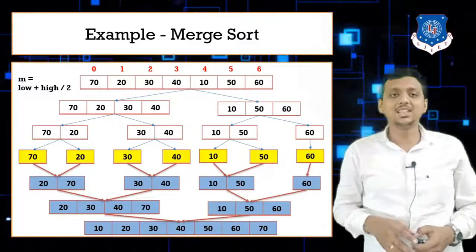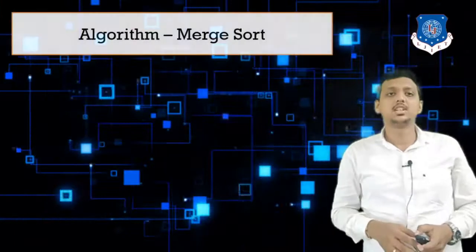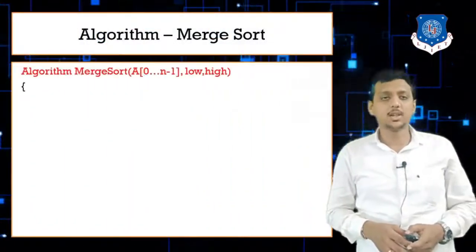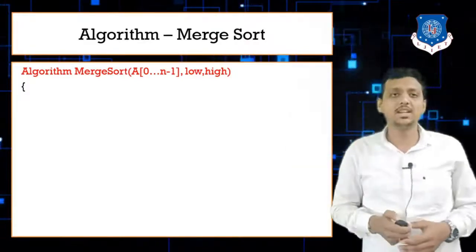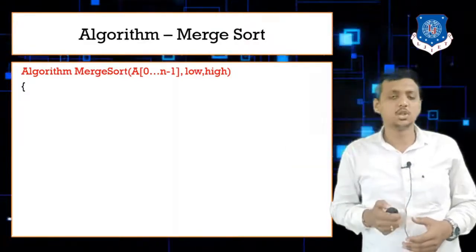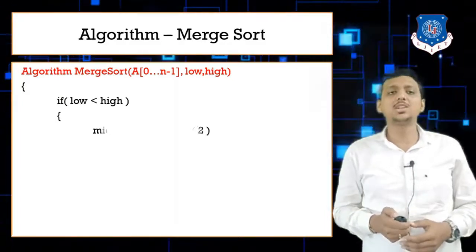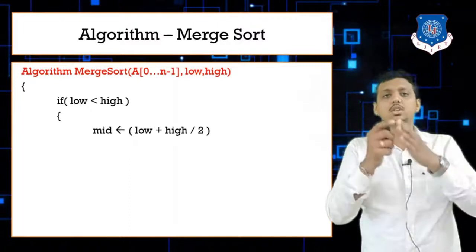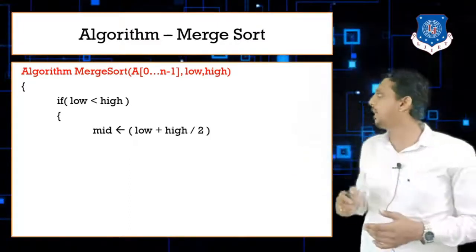Now, let's see how the logic begins for merge sort. So here it is, the algorithm for merge sort. You need to apply the merge sort algorithm for A of 0 to n minus 1, low comma high. Low shows the lower bound of the array, high shows the higher bound of the list. If low is less than high, then first you need to divide the list. So your middle point becomes mid equal to low plus high by 2.